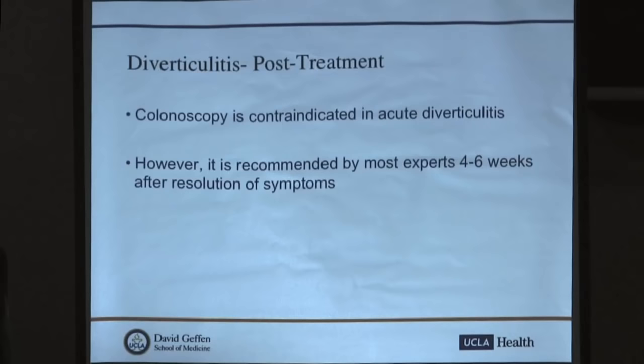So after treatment, what is the recommendation? During an acute episode of diverticulitis, colonoscopy is contraindicated, because if you insert a scope when there's so much inflammation, there's a risk of perforation of the bowel. But a colonoscopy is recommended by most experts 4 to 6 weeks after an episode of diverticulitis. The reason for doing this is just to make sure there's not anything else present in your colon that may have caused the symptoms, such as colorectal cancer.